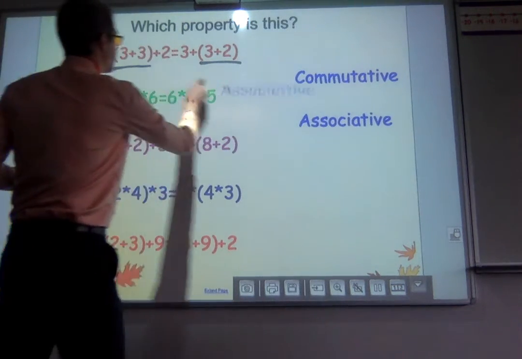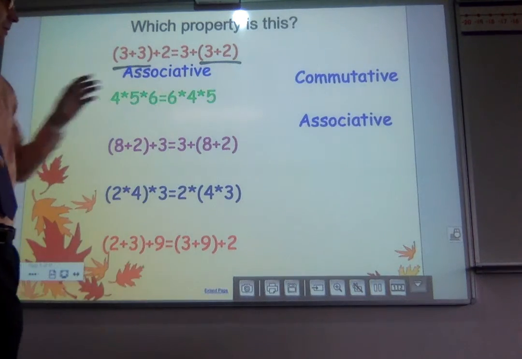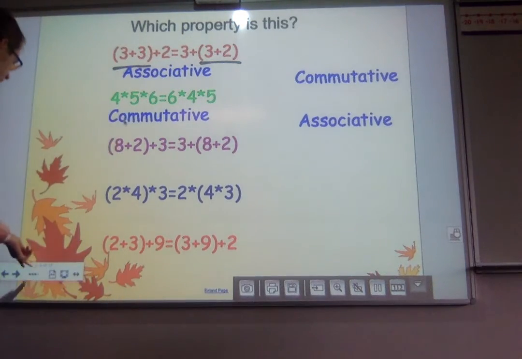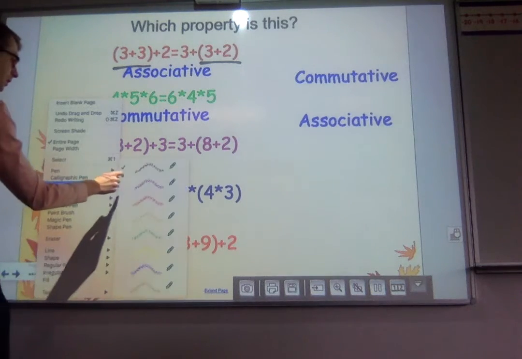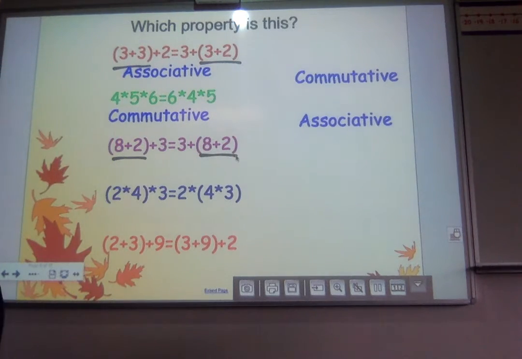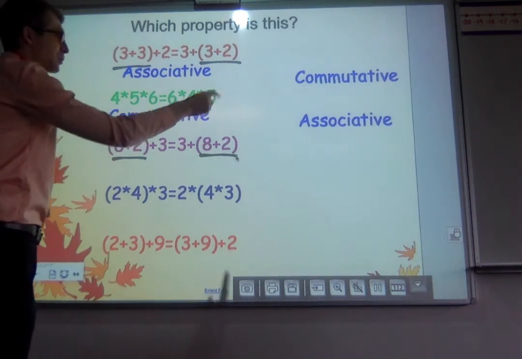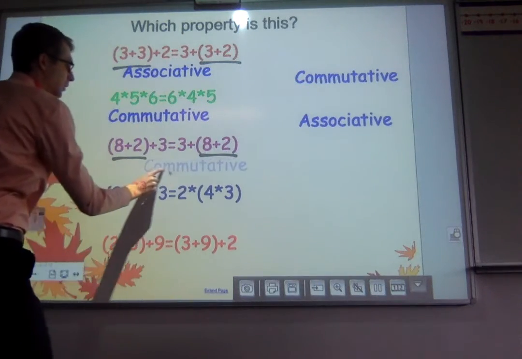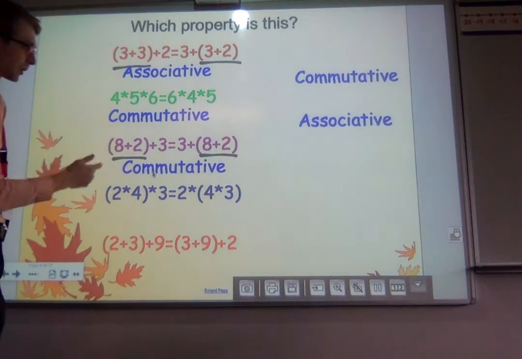All right, looking at the next one, we see 4 times 5 times 6, 6 times 4 times 5. The order has changed, commutative property. This next one might be a little bit tricky. What we see is that in 8 plus 2, the grouping is remaining the same, so we're just flipping it. It's 8 plus 2 plus 3, now 3 plus 2 plus 8. All we have done is flip the order. Whenever we change the order, it's the commutative property, if that's the only thing we changed.